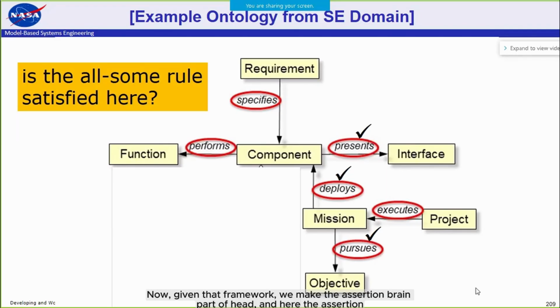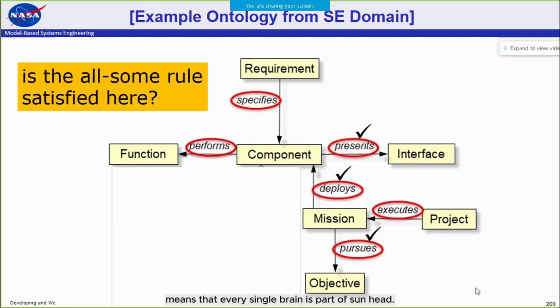Now, given that framework, we make the assertion, brain part of head. And here the assertion means that every single brain is part of some head. Now, that is satisfying the all-some rule. Every ontology, according to the standard operating procedures that we defend, should only contain relations which satisfy the all-some rule. So if you want to say A stands in relation R to B, for instance, A is adjacent to B, or A includes B as part, or A is part of B, or A is descended from B, then you can only make that assertion in the ontology if it satisfies the all-some rule.